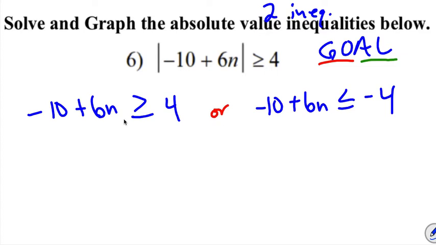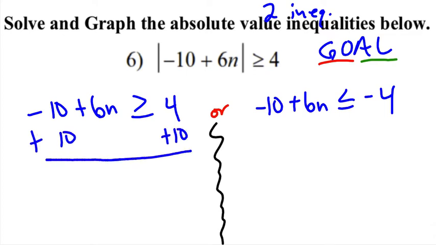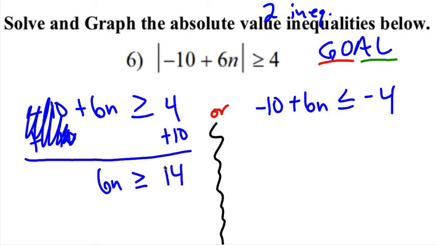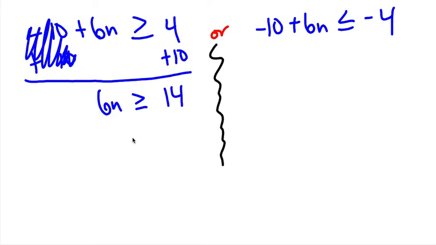Alright, now we're going to solve them. We have to get the variable by itself. Once you get your two inequalities written, it's no different than a compound inequality. So add 10 to both sides. Negative 10 plus 10 is 0. Bring down your 6n is greater than or equal to 14. Divide by 6, divide by 6.